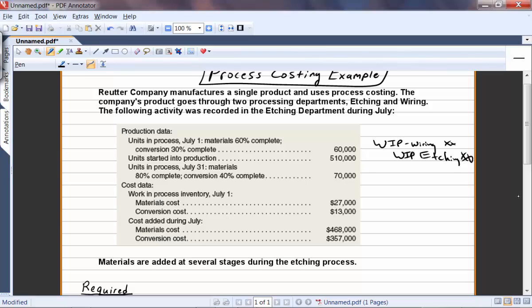So there's some overview of what's going on here at this company, and I think you have an idea already what the journal entries would be for process costing. It's just like for job costing. It's the same set of journal entries. So you can go back to the previous video that I posted about job costing.